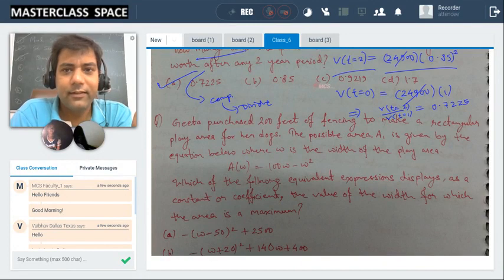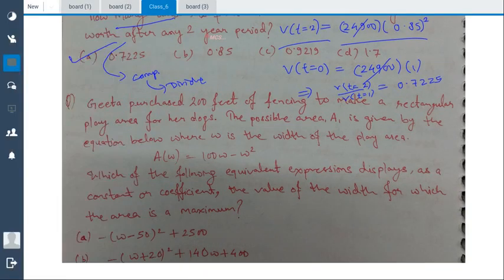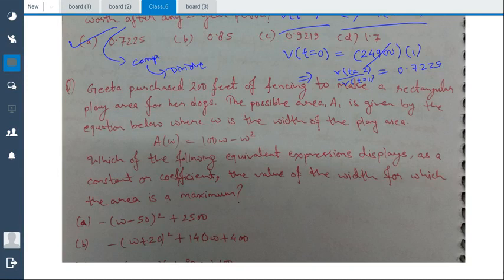Okay, guys. This is a technology. See, my dear friends, yesterday I told that the maximum or minimum value of a quadratic equation occurs at minus b by 2a. I told you the graphs and all, agreed? So let's read this question and quickly do it, okay?